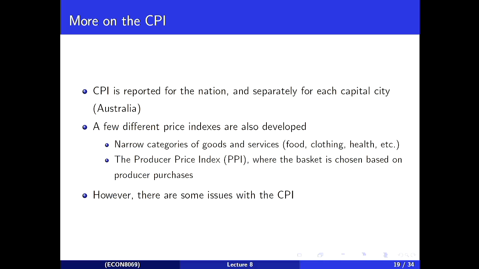We also calculate a few different price indexes, because some of these we can combine together to form the CPI anyway, so it can be useful. So we may as well report these sub-indexes as well. So we can talk about things like the inflation rate on food, right? How fast the price of food is changing. We can talk about the inflation rate as it applies purely to clothing or purely to health.